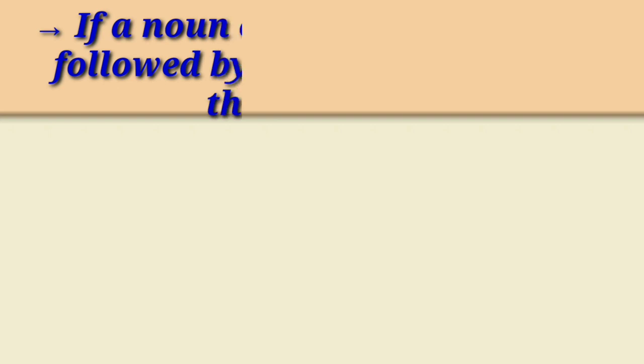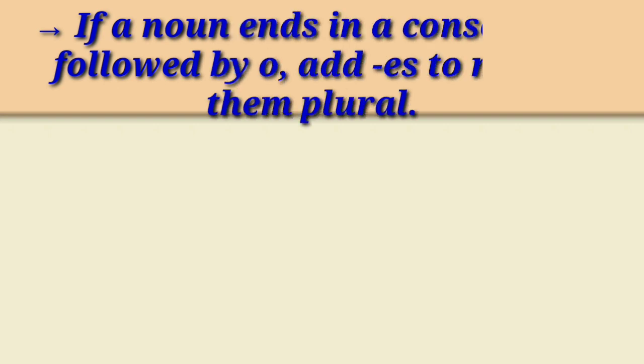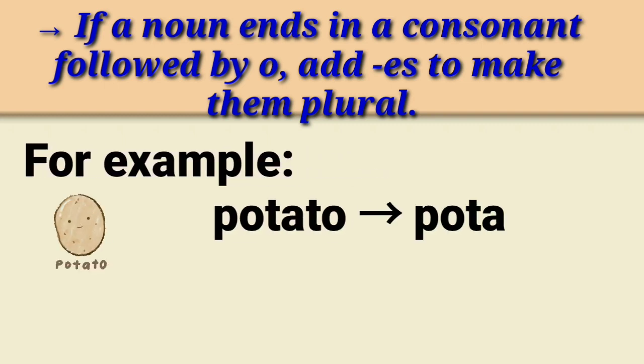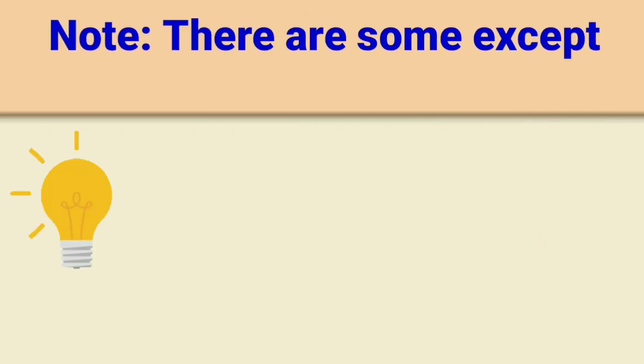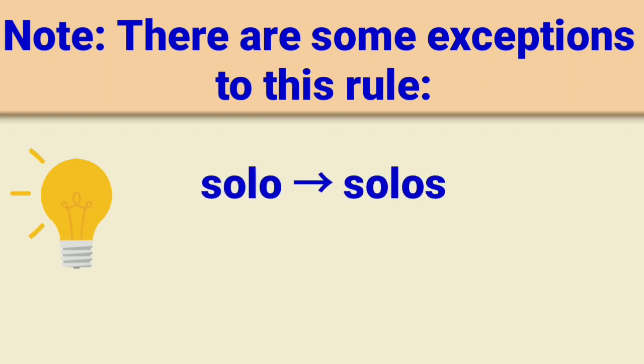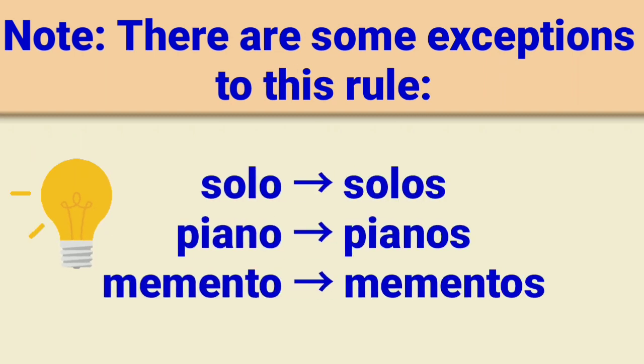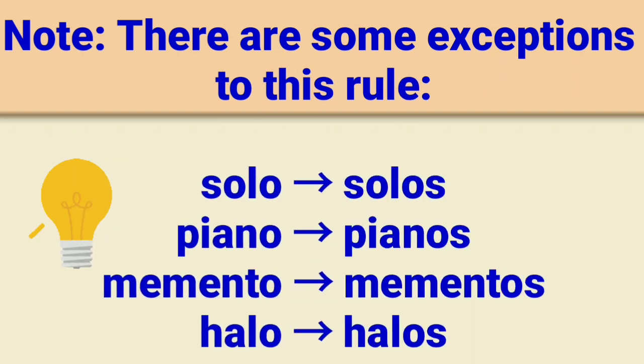Rule number 2. If a noun ends in a consonant followed by o, add es to make them plural. For example, potato, potatoes; tomato, tomatoes; echo, echoes. There are some exceptions to this rule. We have to remember it. Solo, solos; piano, pianos; memento, mementos; hello, hellos.